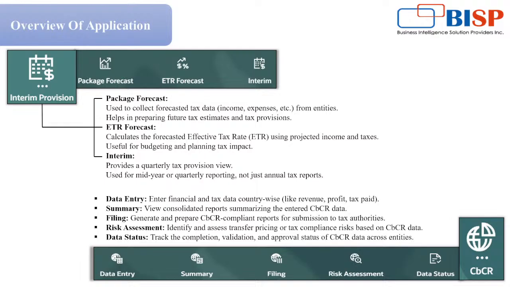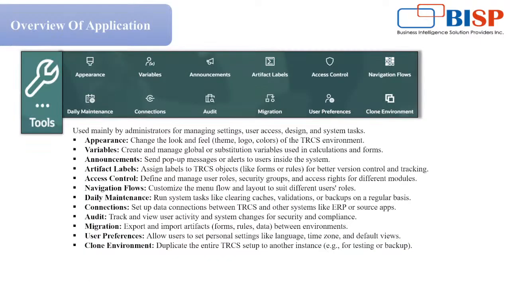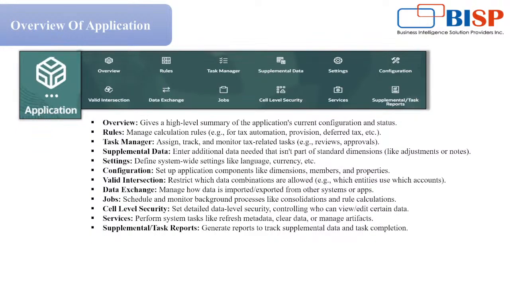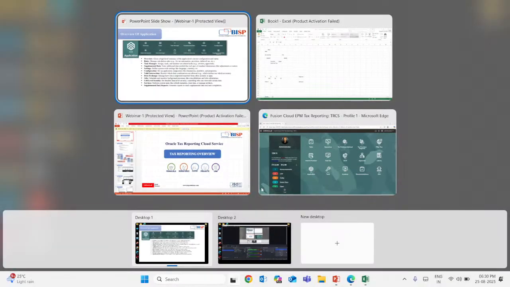Then we have enabled interim provision, so we can have interim provision itself. Then the CBCR, if you have enabled it, you will have that. We have different tools, like if we need to see what the navigation flow is, who has the control, who the users are, who has the powers, different connection, maintenance, appearance, etc. Then we have applications under it, which is the backbone of the structure, which helps us calibrate it, upgrade it, and update it. So without wasting time, let's switch to our application.